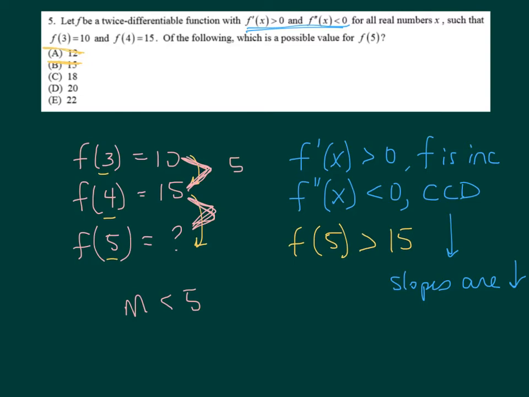So if I look at my choices, if it was choice C, 18, what would the slope be? It would be 3. That is showing a decrease. All right, let's look at the next one. If it was 20, well, then you would have a slope of 5, which would not be smaller than 5.